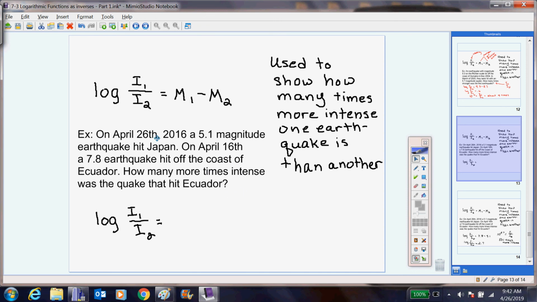On April 26, 2016, a 5.1 magnitude earthquake hit Japan. On April 16th, a 7.8 earthquake hit off the coast of Ecuador. Some of you might remember some of the different things that were happening. There were a lot of earthquakes happening that year, so I pulled some right from the news. And so we want to find out how many times more intense the quake was that hit Ecuador. So how do I set this up?